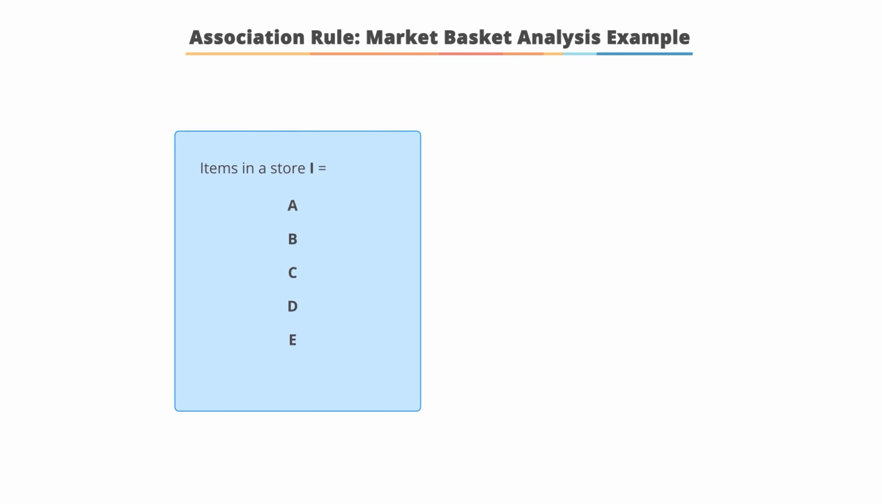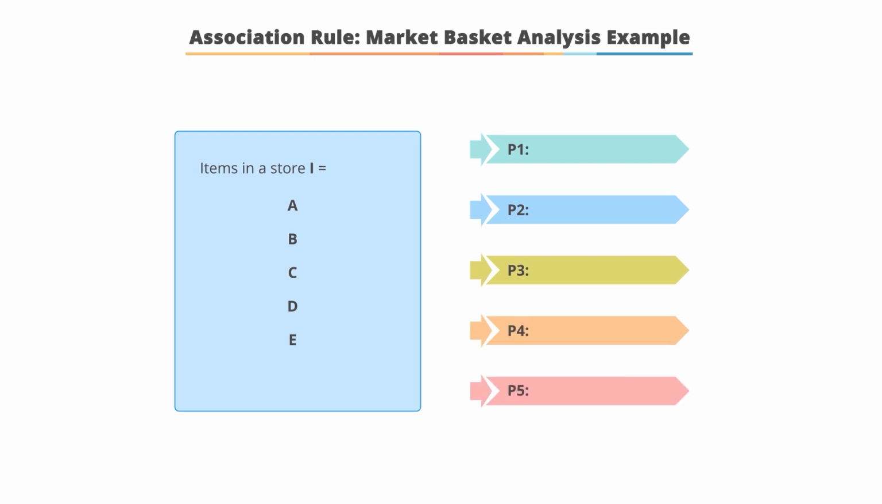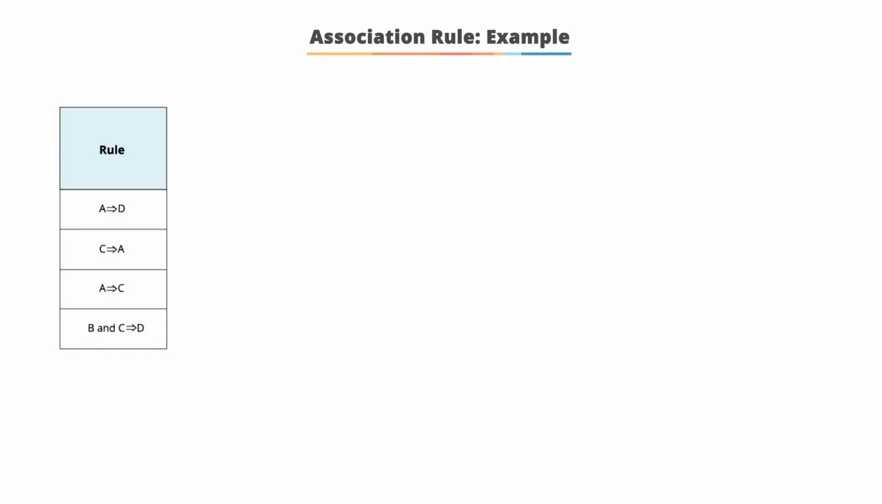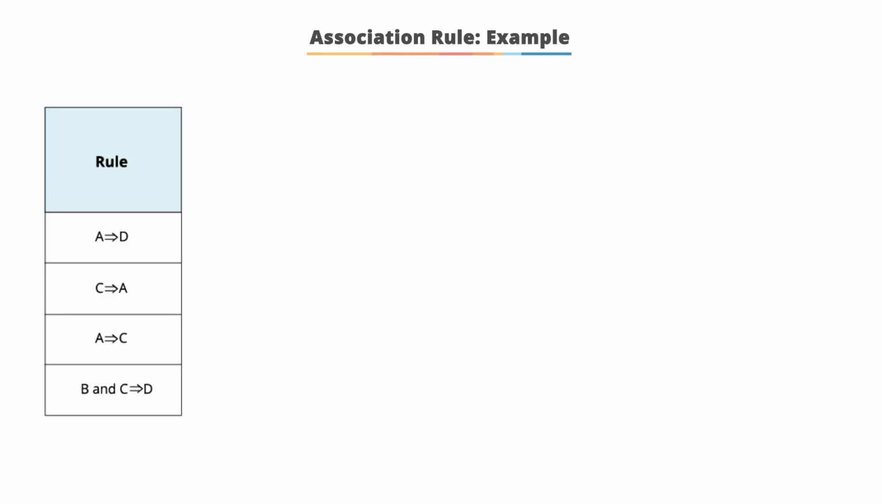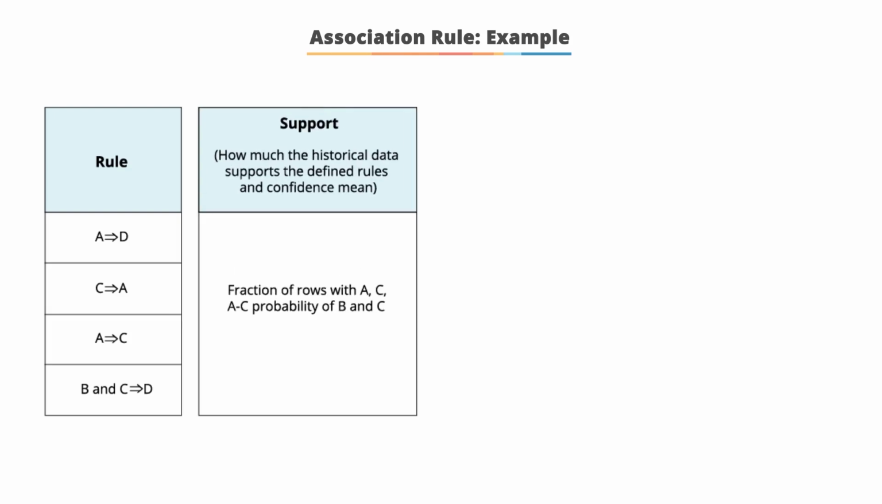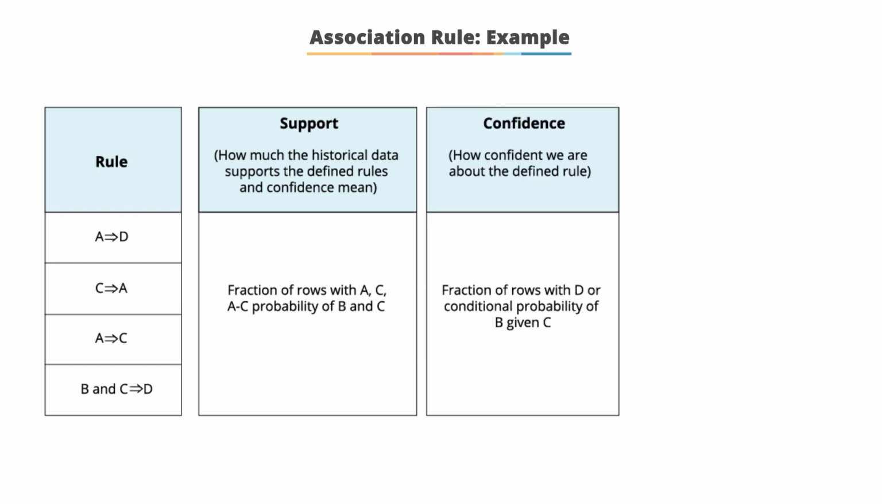P is the set of all transactions, that are P1, P2, P3, P4, P5. So you can see that each transaction is a set of items. Consider you made some association rules using the given transaction database. Support is a measure of how much the historical data supports the rules defined, and confidence is the measure of how confident we are that the defined rule holds true.